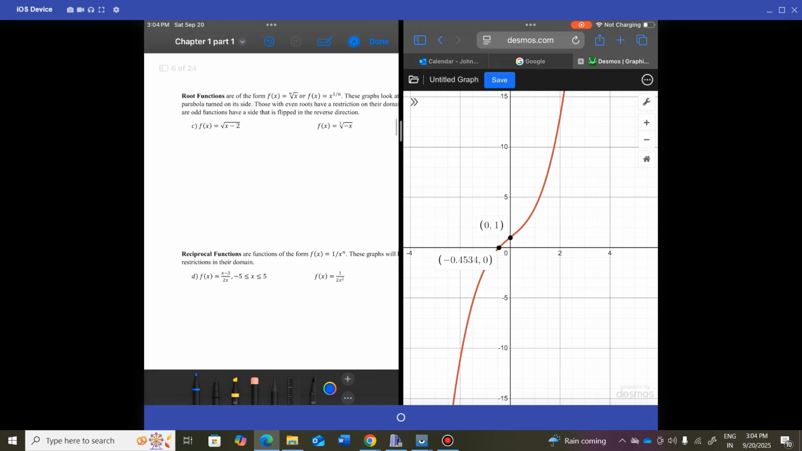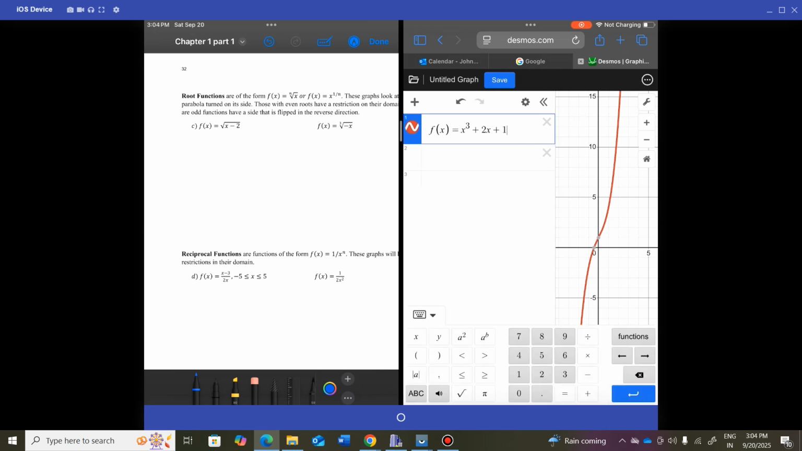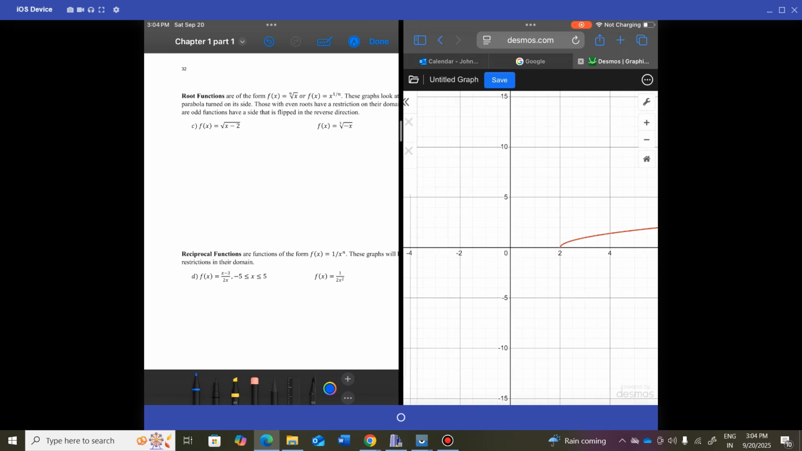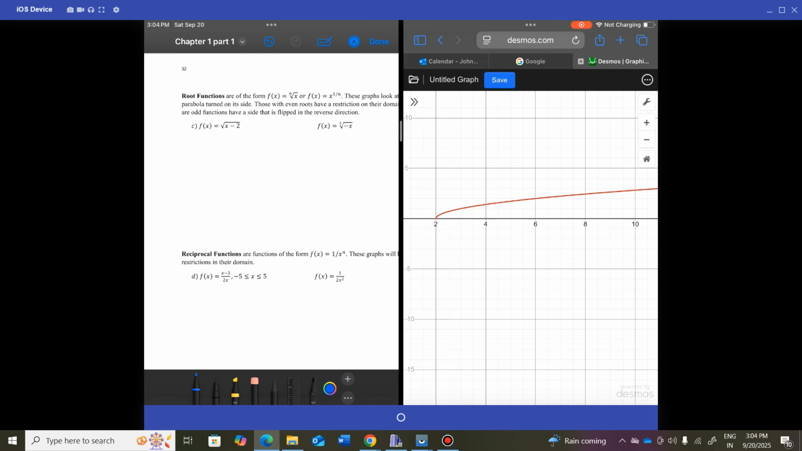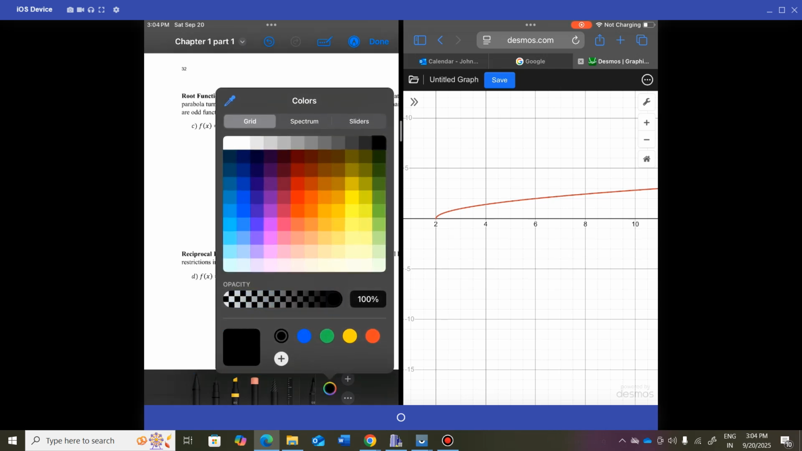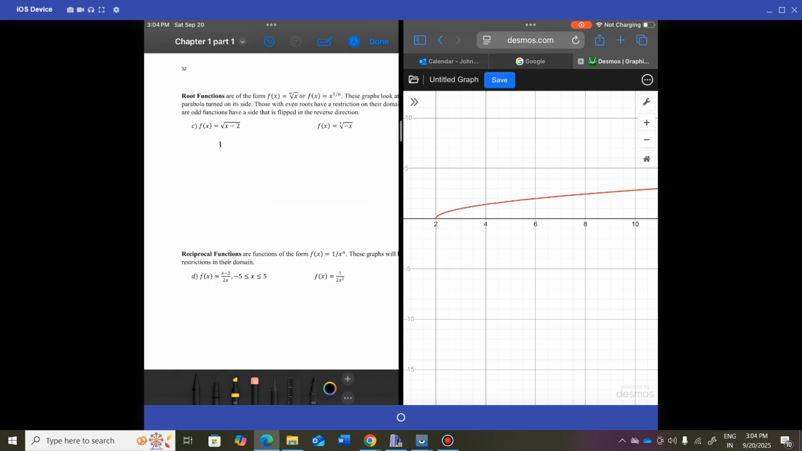Right, so let's graph the square root of x - 2. And so we can see it starts at 2, 0, and it has that upwards curve to it.